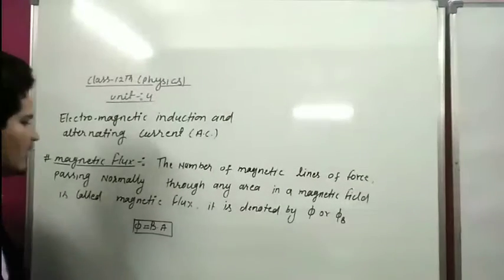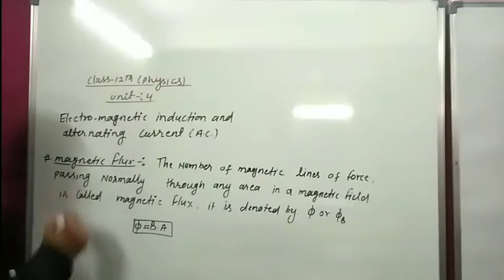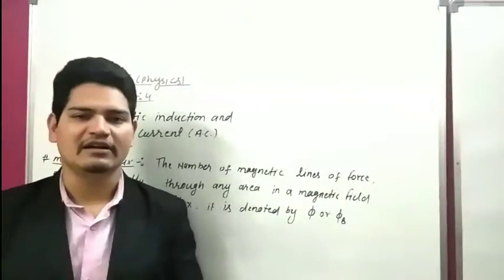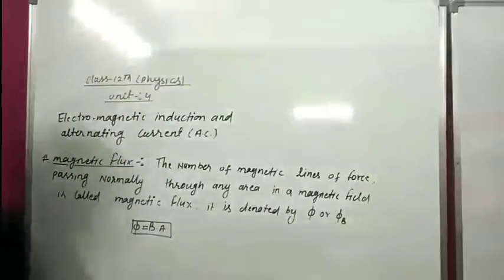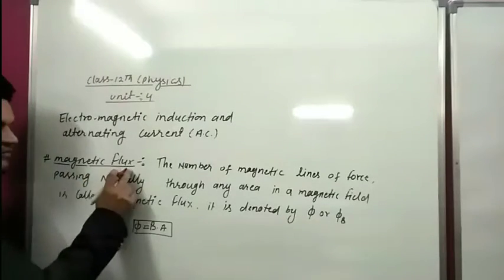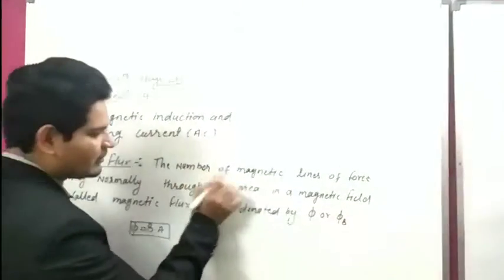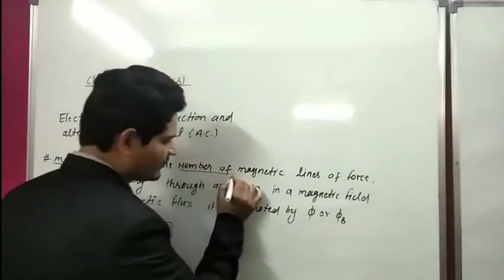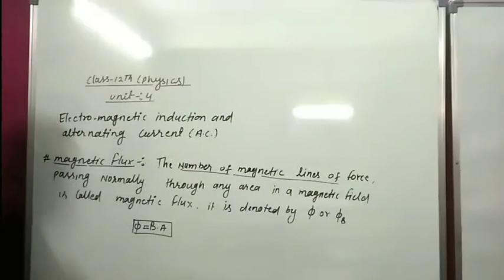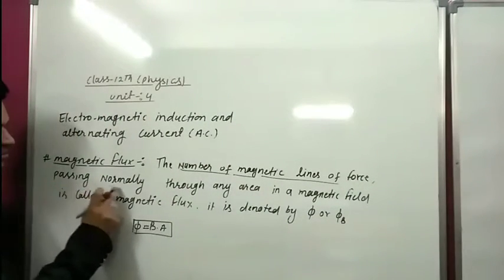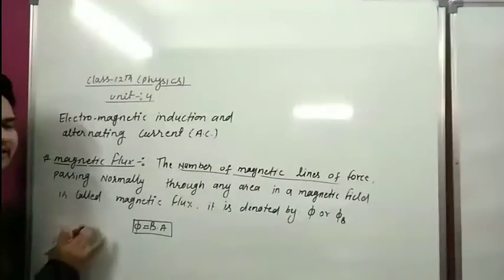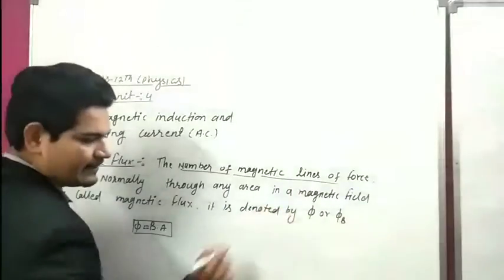So let's start. Our first topic is magnetic flux. In the previous chapter you already studied electric flux, which is the total number of electric lines of force. Similarly, magnetic flux is the total number of magnetic lines of force passing normally through any area in a magnetic field. It is denoted by phi.